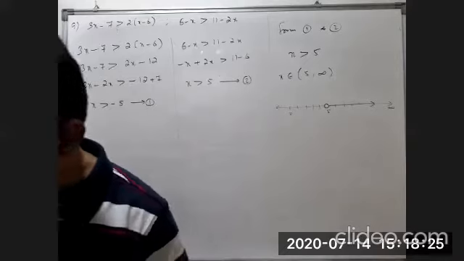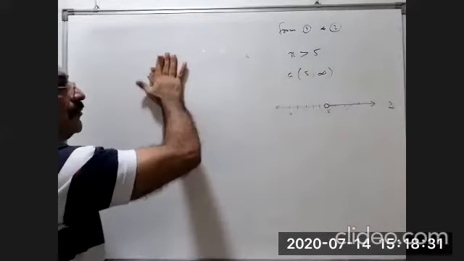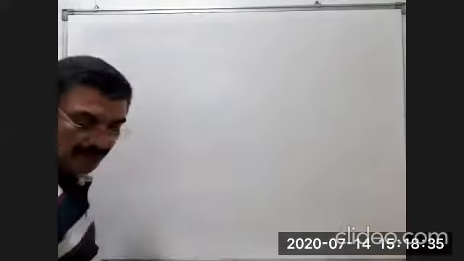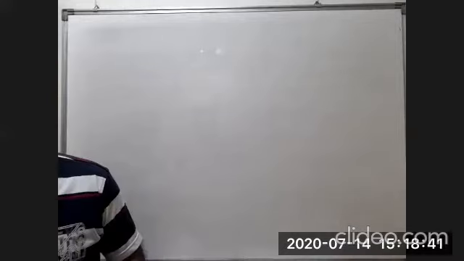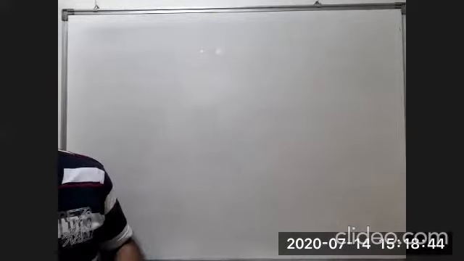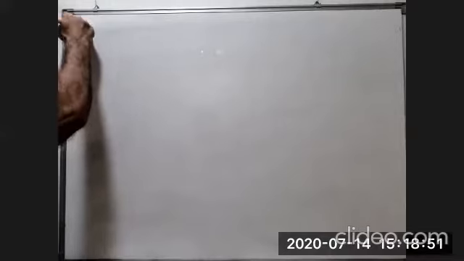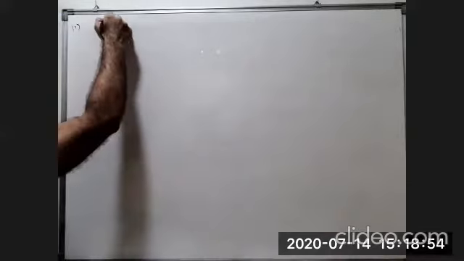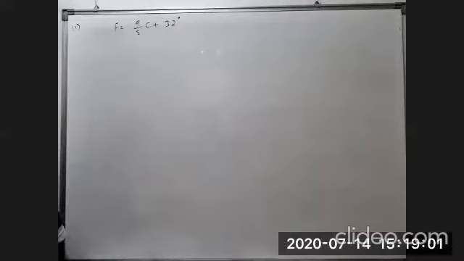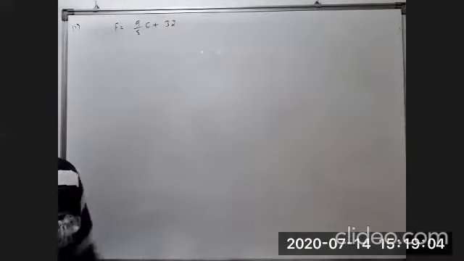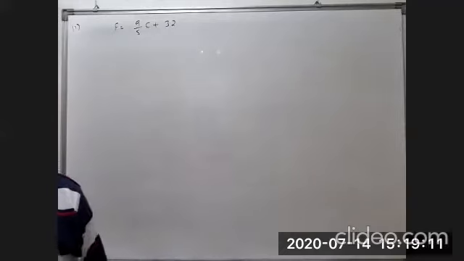11, 12. See, read the question. A solution is to be kept between 68 degree Fahrenheit and 77 degree Fahrenheit. It's an easy one. What is the range in temperature in degrees Celsius? See, the relation is given. Question number 11. The relation is F is equal to 9/5 C plus 32. This relation is given between Fahrenheit and degrees Celsius.